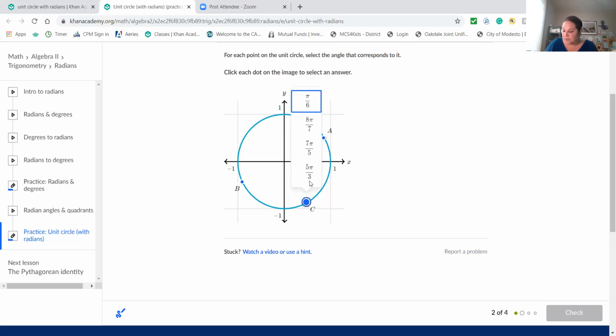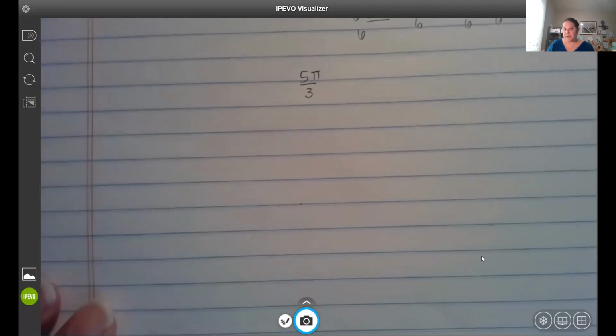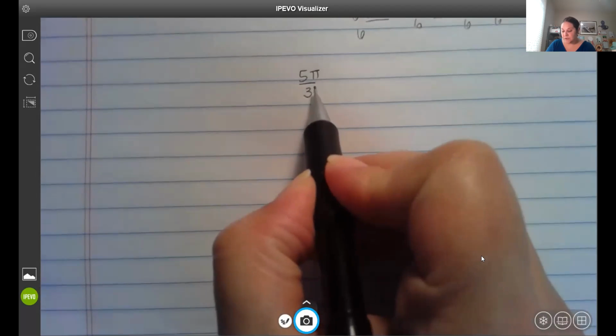So very quickly, 5 pi thirds. Again, at this point, they're not even talking about sine or cosine. They're just saying, what is the radian measure that is the equivalent to that spot in the circle? So 5 pi thirds makes sense to me. Again, you heard me say because it was more than 270. And so let's talk about why I think 5 pi thirds is going to be more than 270.